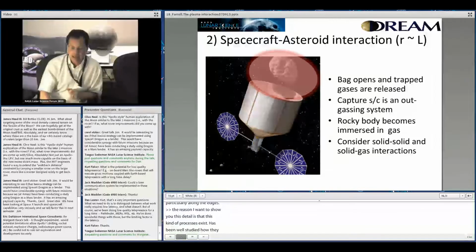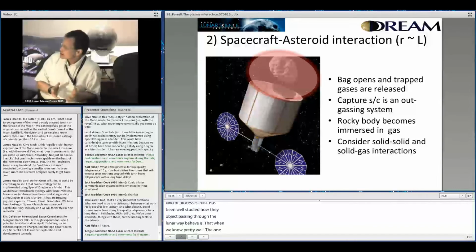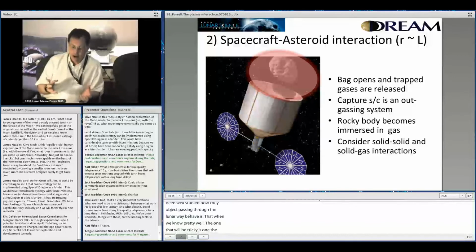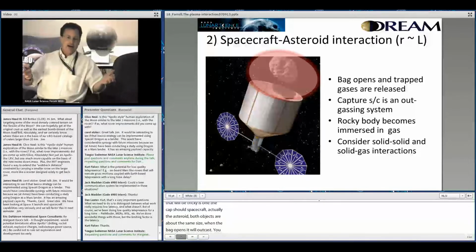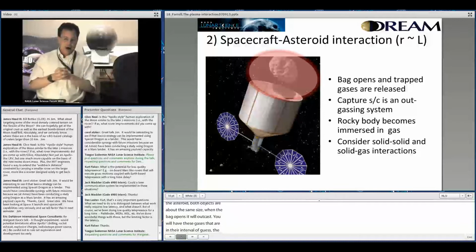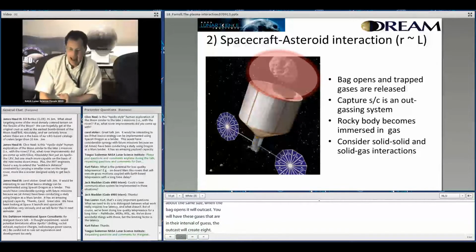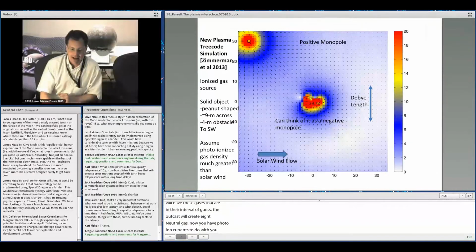The one that's going to be really tricky is when the capture spacecraft actually interacts with the asteroid, because here both objects are about the same size. They're actually less than a Debye length out in the solar wind, and when the bag opens up, it's going to outgas. You're going to have all these gases that are in there, and when it outgasses, it's going to create a big neutral gas cloud that will get photoionized. Now you've got photoion currents to deal with here. So what we've done is model both the solid-gas interaction and the solid-solid interaction.